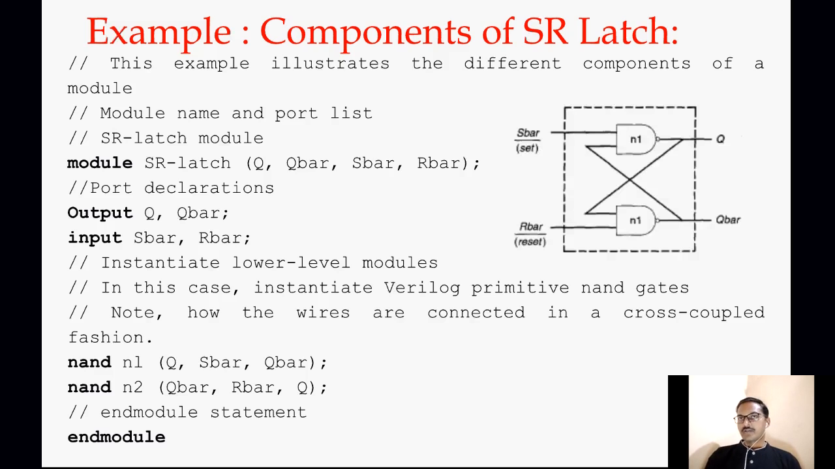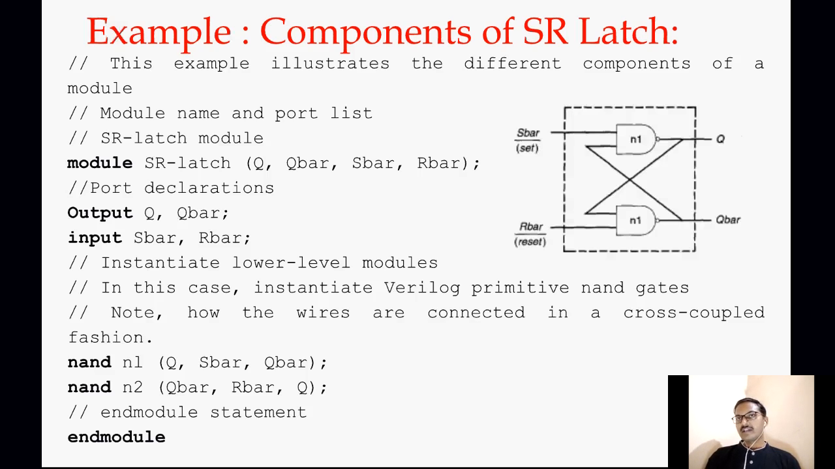Next, double slash port declaration. So this is the comment. We have to define the port list now. For that there are three keywords to define ports in Verilog: input, output, and inout. So output Q comma Q bar semicolon. So Q and Q bar are the outputs. Then input S bar comma R bar semicolon. So here we have defined S bar and R bar as the inputs.